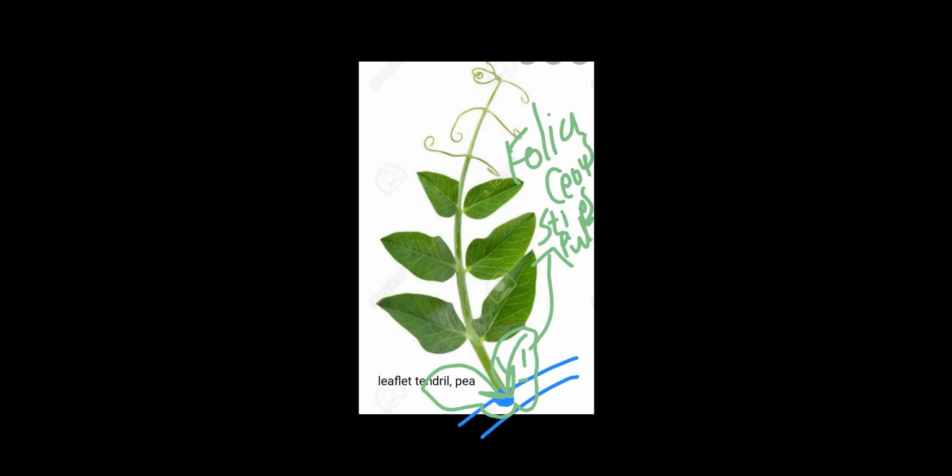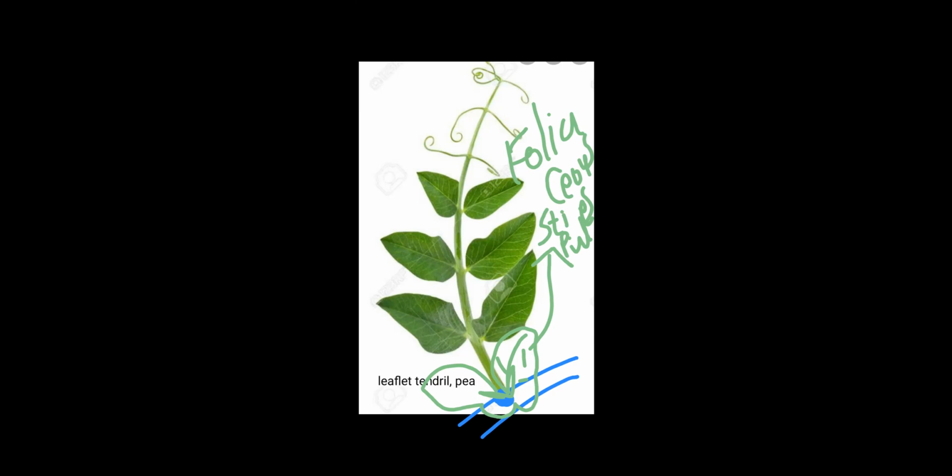So in pea, double modification occurs. One for climbing, second for photosynthesis. For climbing, the leaflet terminates into a tendril. For photosynthesis, small stipules convert into foliaceous stipules to perform photosynthesis.